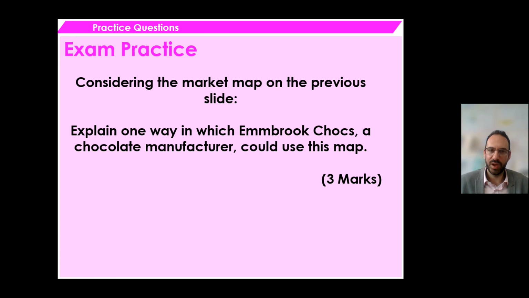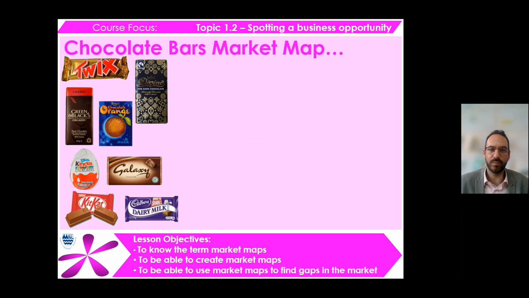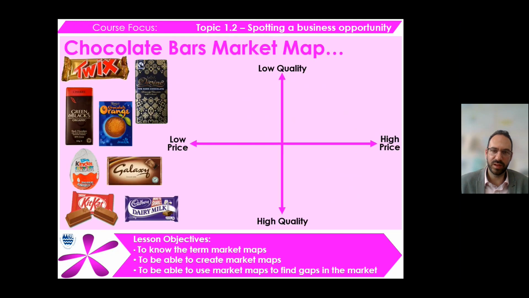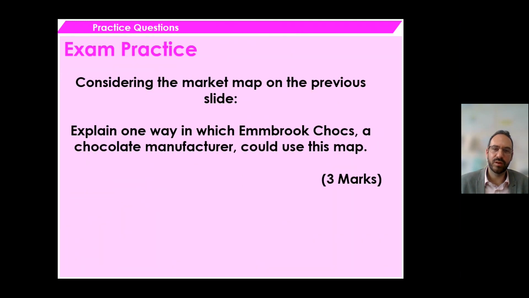So, another practice question. Considering the market map on the previous slide, explain one way in which Embrook Chocks... my apologies, we're missing one of the examples here. So if Embrook Chocks is a chocolate manufacturer, how could they use this map? Actually, we haven't missed it. It's just I prepared these slides a little while ago, so my apologies. So in this example, Embrook Chocks is a chocolate manufacturer. How could they use this map? So BLT it.